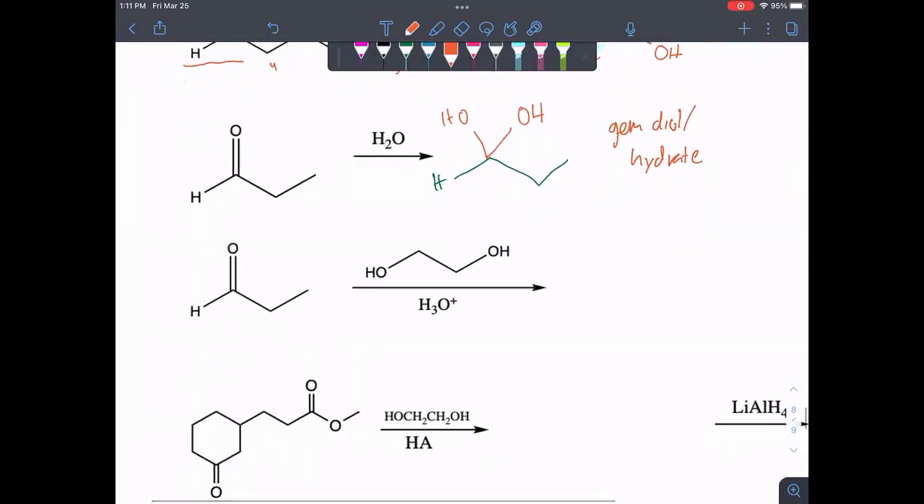Okay, so the third one, what's happening? Are we going to form the cyclic acetal? Yes, we are. And how do you know that? Exactly. Whenever you see an aldehyde or ketone and a diol like this, you know it's going to be cyclic acetal formation. It's usually this specific diol.